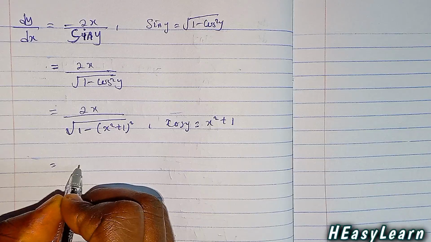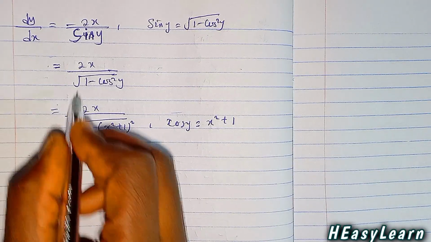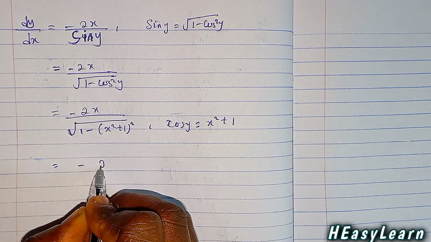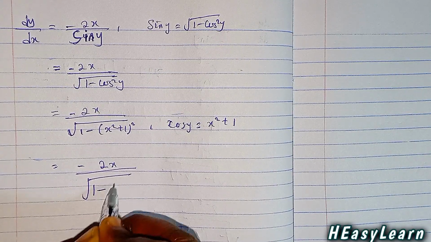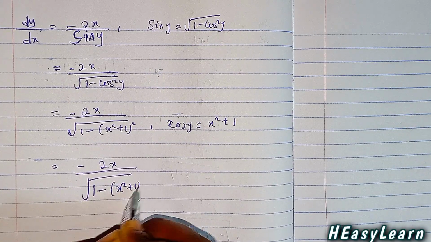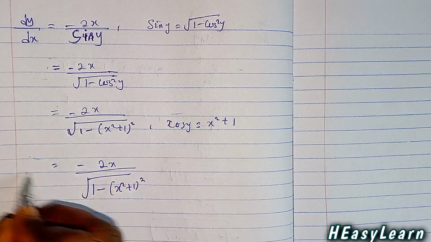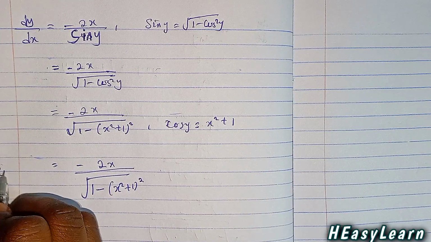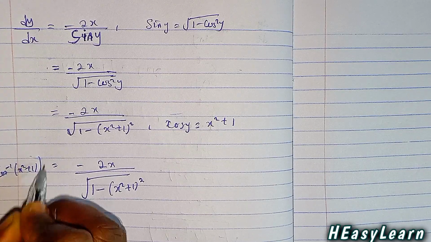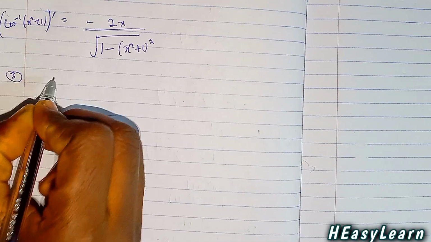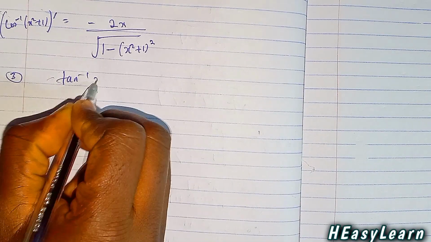So the derivative of this function is equal to minus 2x divided by the square root of 1 minus (x squared plus 1) all squared. This is the derivative of the function cos inverse of x squared plus 1. So what is going to be the derivative of tan inverse of x?